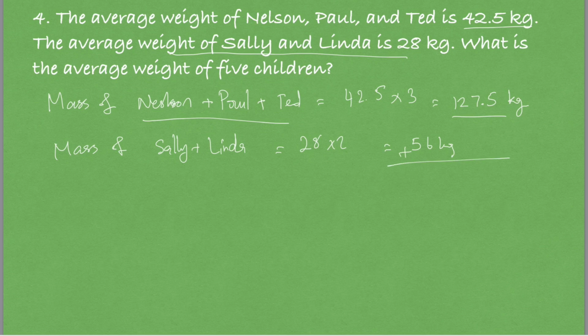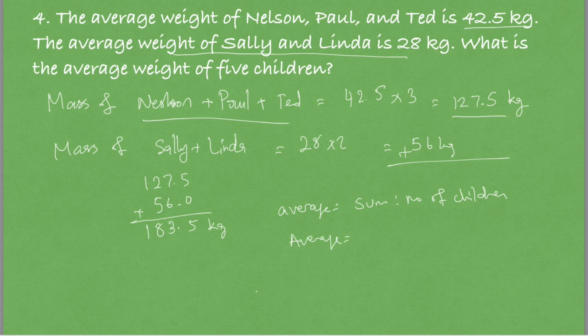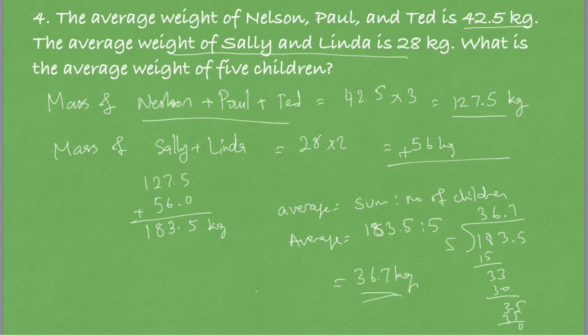If we sum them up, 127.5 plus 56.0, we have 183.5. There are 5 of them in total. To find the average, as you remember, average equals the sum divided by the number of children. So the average weight of these 5 children is 183.5 divided by 5. Let's divide 183.5 by 5. The average result becomes 36.7 kg for these 5 children.